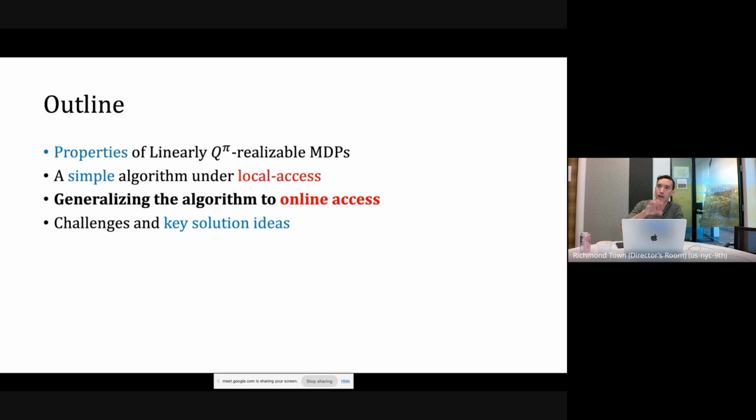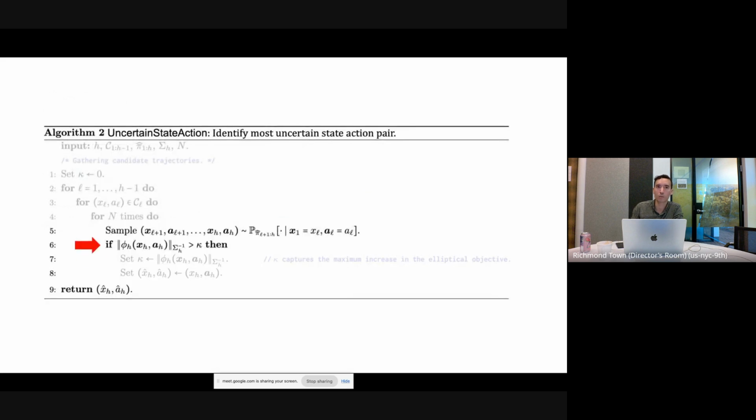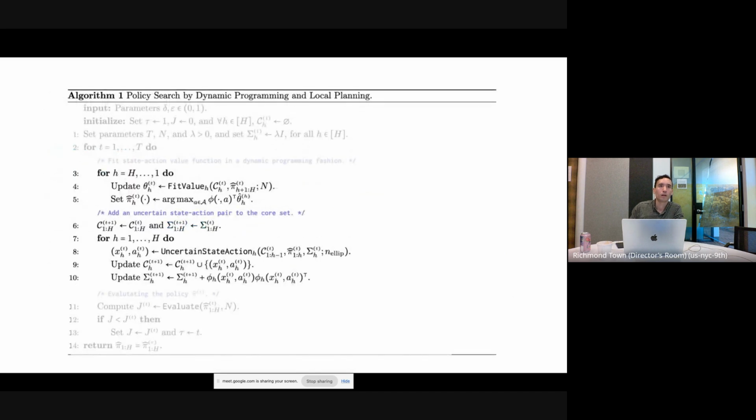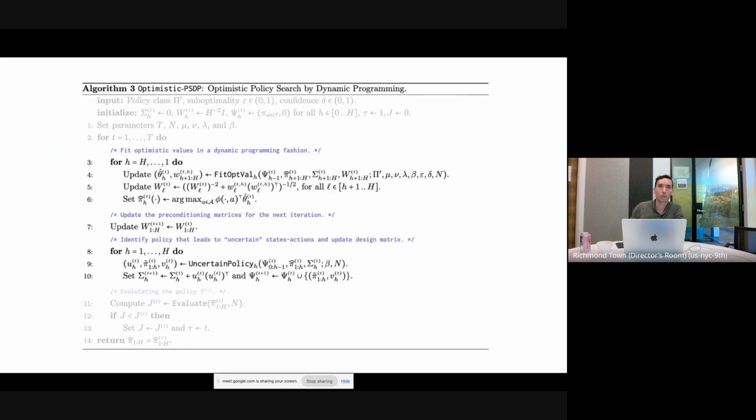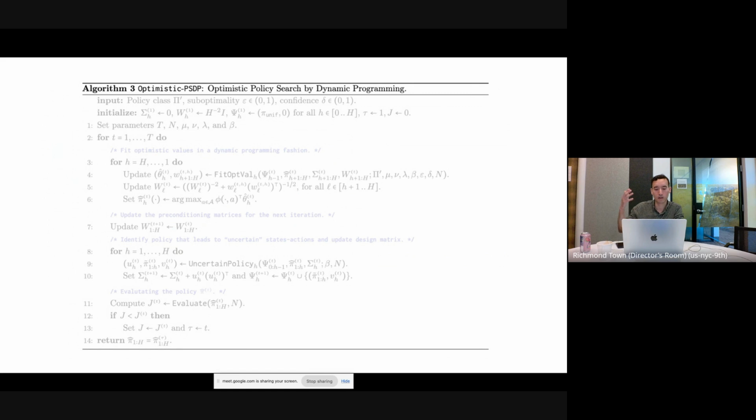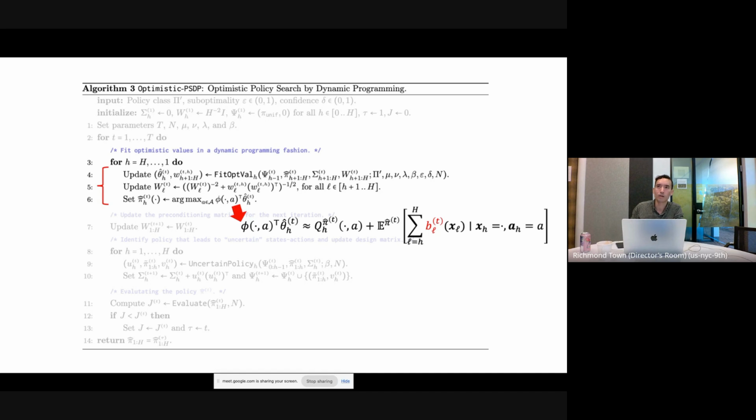Now we want to generalize that template to the case where you don't have local access. By the way, you need local access for this algorithm because once you pick a state action pair, you need to be able to generate trajectories starting from that state action pair. That's where you need the local access. You can't have this in online access. Starting from this, the algorithm for online access is going to look very similar, but it fits optimistic value functions, that is, value functions plus bonuses. That's why I call it optimistic PSDP. This part of the algorithm is very similar, except now this is going to be an approximation of the value function plus the sum of the bonuses.